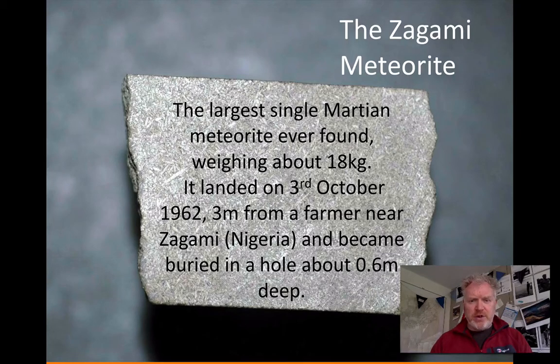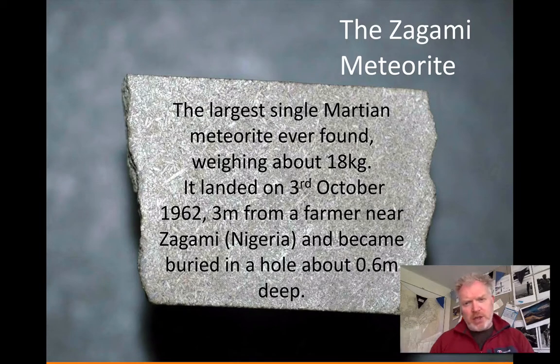One afternoon, on 3rd of October 1962, a farmer was out chasing crows away from his cornfield in Nigeria. There's a loud bang, he's buffeted by a pressure wave, and about 3 meters from him, there was a hole in the ground with this big lump of rock. This rock weighed 18 kilos and is the biggest piece of Mars that we have.